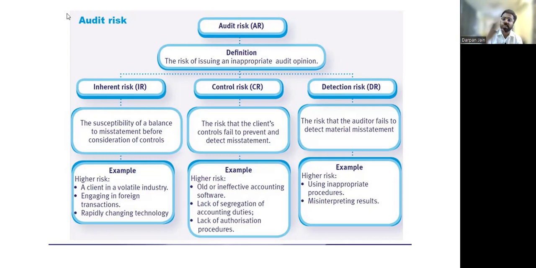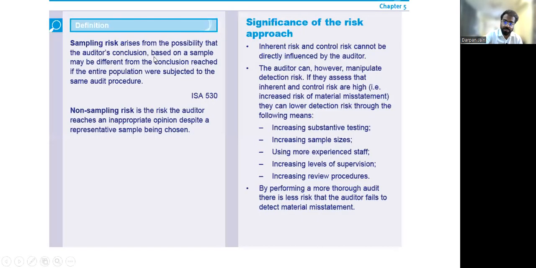Right? So that is the significance of audit risk. That is how it is going to help the auditor. The auditor is able to decide how much audit procedures are going to be performed, how many transactions are going to be tested, what sample size should be taken, what kind of people should be involved in the audit team, what kind of review and supervision procedures should be involved. All of that is being decided because of the risk involved. Right? That's the significance of audit risk.